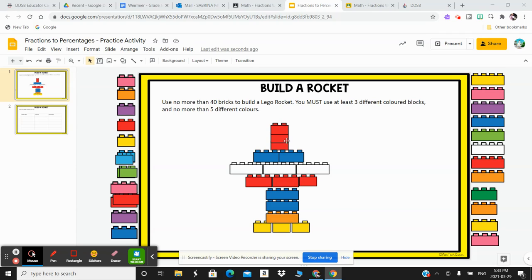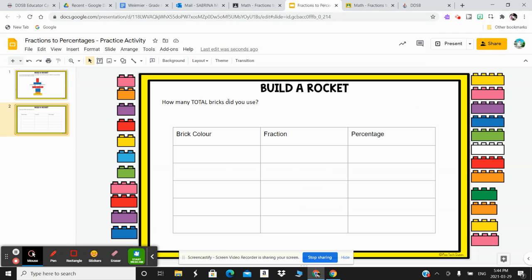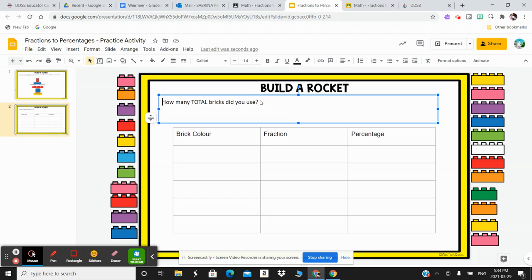So I've built my rocket. I don't really know. It doesn't totally look like a rocket, but that's okay. So I've built mine. You'll see I've used five colors. And if I count my bricks, I have 1, 2, 3, 4, 5, 6, 7, 8, 9, 10, 11, 12, 13, 14, 15, 16, 17. Okay, so here's what you're going to do. On your next slide, I used 17 bricks total.